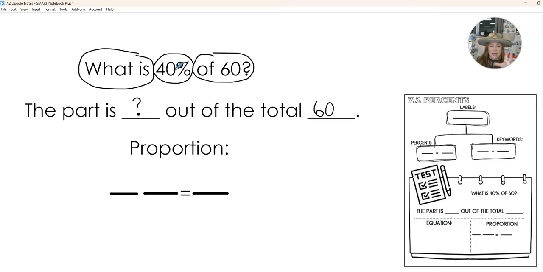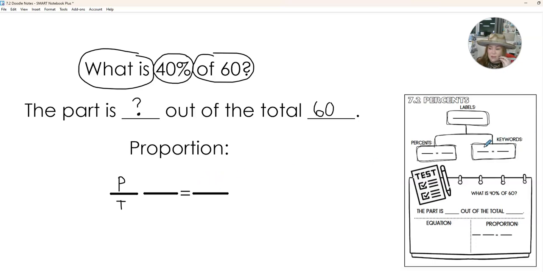So same thing, we have the 40%. I always circle that because that kind of breaks up the problem. So we're looking for the is, the part, we know the total. So our proportion, we have to have labels. So I know I want my part on the top and my total on the bottom. So now this is the part, total. We're going to put the percent right here.